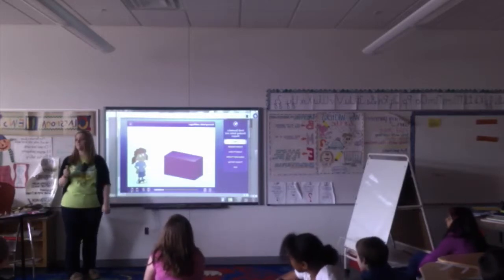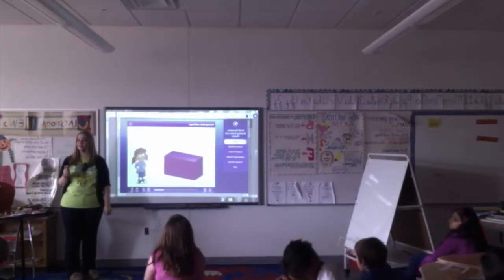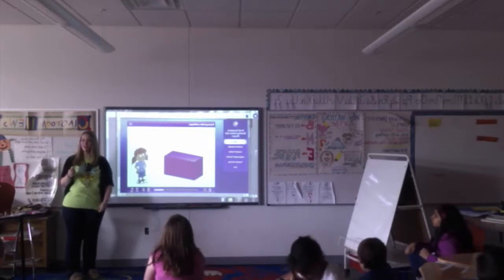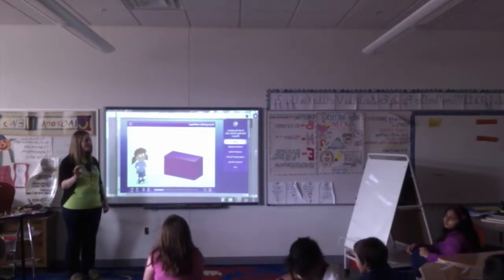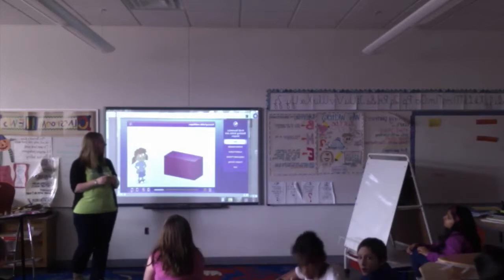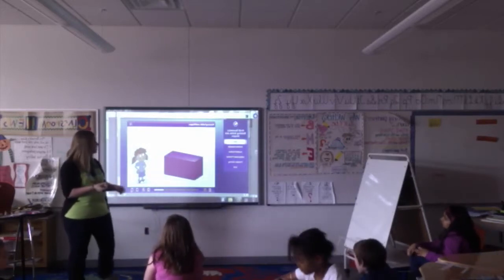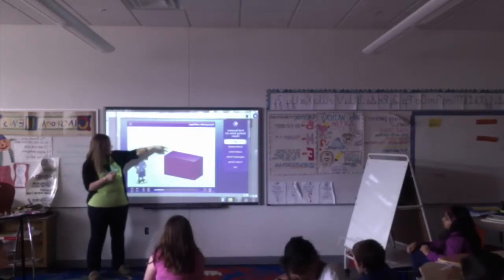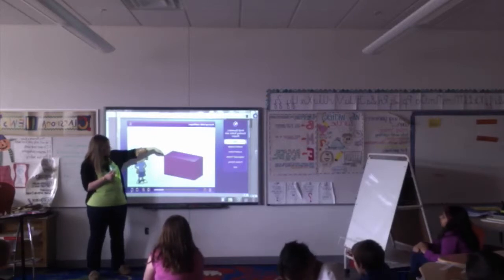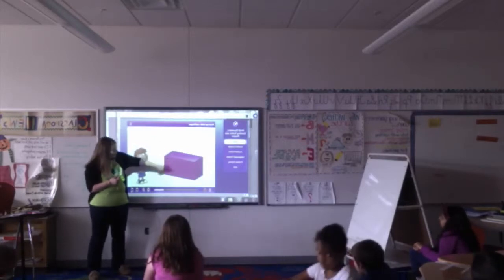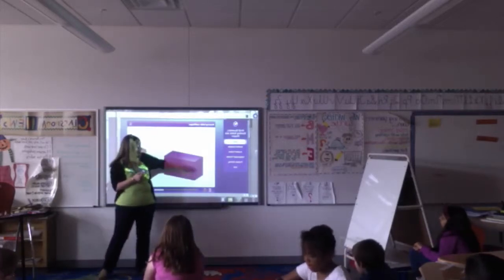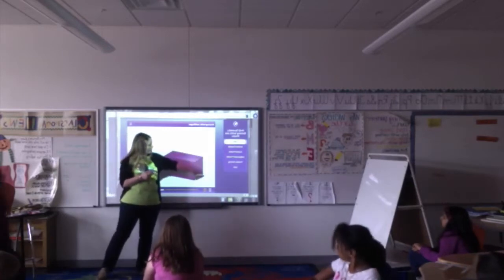A rectangular prism has 8 vertices. Little green light hands on, friends. Okay, so a rectangular prism has 8 vertices. Let's try and see them on here. It's a little bit bigger. So 1, 2, then there's one over here, right? 3, 4, 5, 6, 7, 8.